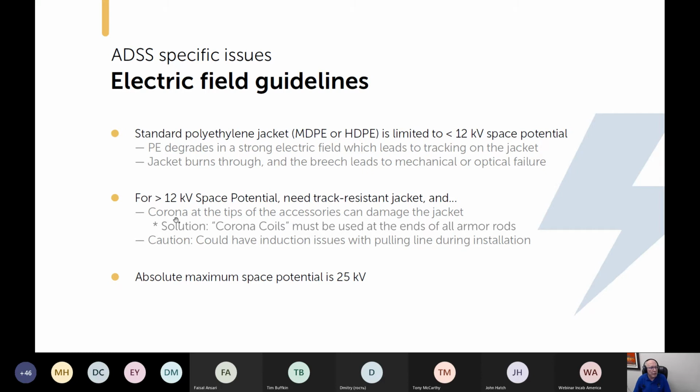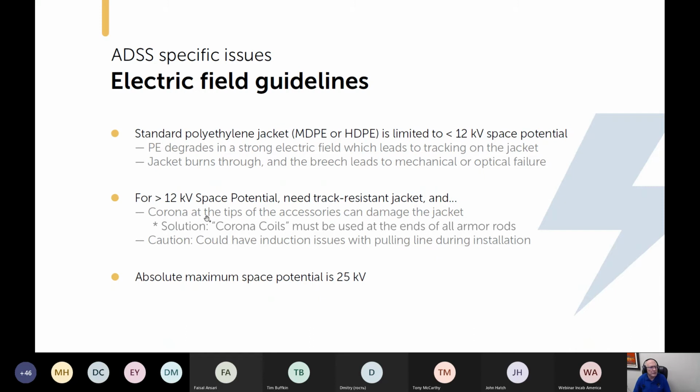You also have to be concerned about corona at the tips of accessories. Even though the field is okay and you're using a track resistant jacket, a corona can damage the jacket and you still get these bad things. But there is a solution: corona coils. They grade out the electric field and therefore allow the cable to operate safely.